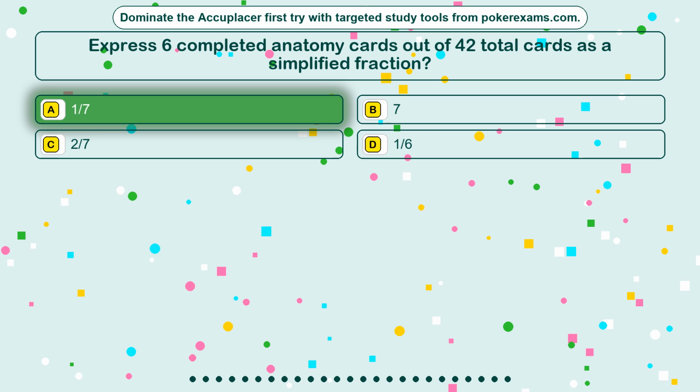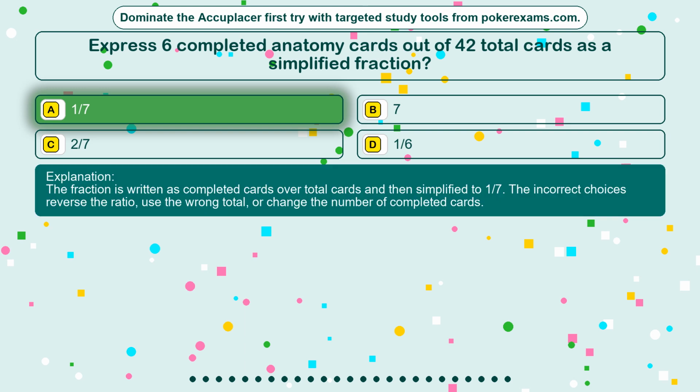The correct answer is option A, 1/7. The fraction is written as completed cards over total cards and then simplified to 1/7. The incorrect choices reverse the ratio, use the wrong total, or change the number of completed cards.